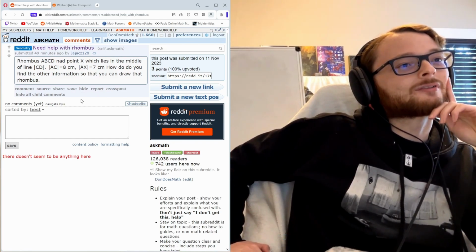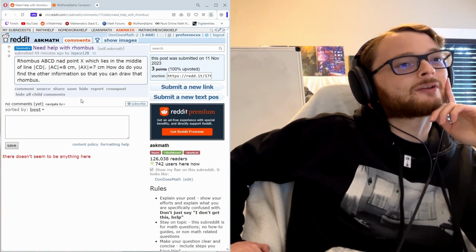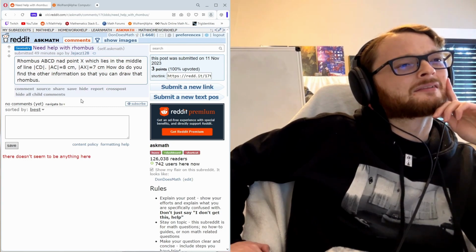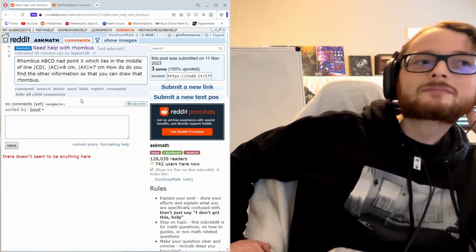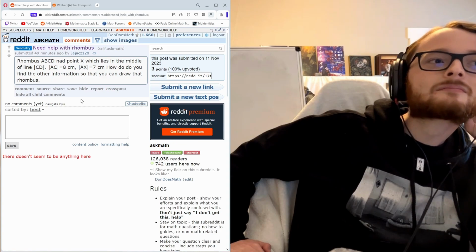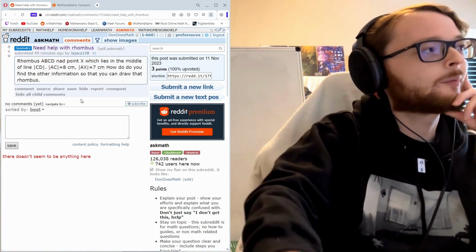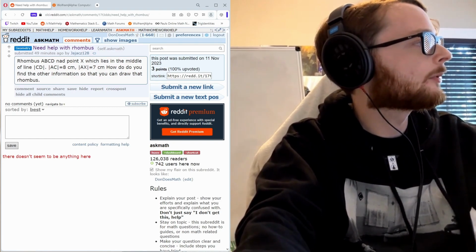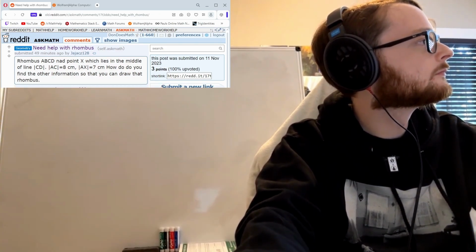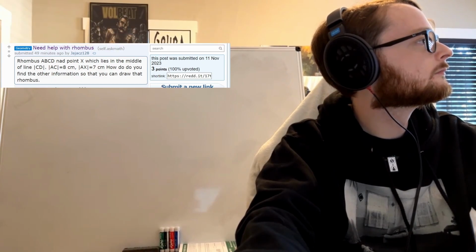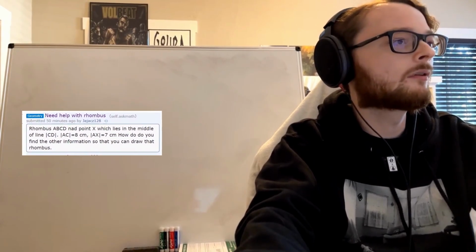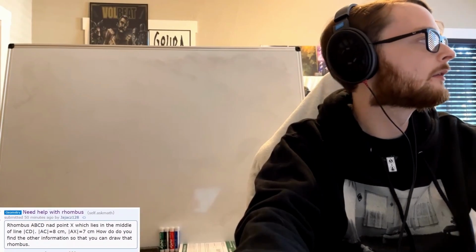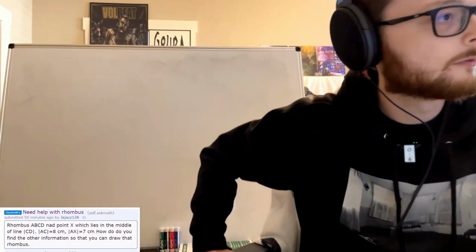Wait, what's the question? How do you find that you can draw that rhombus? We need to find the remaining side of the rhombus, maybe. Just try drawing it and see what happens. I assume that we're only given one side of the rhombus. I know we're given a diagonal, maybe. We need to solve for the entire rhombus.